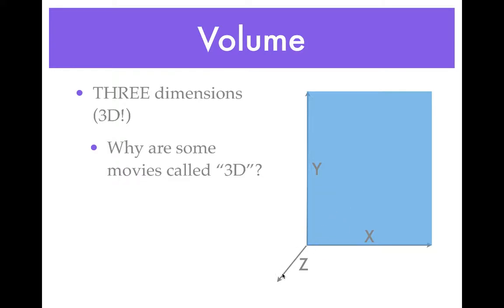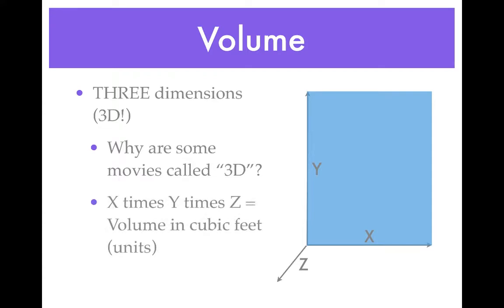And that's the Z-axis. So when we're talking about calculating volume, that will be X times Y times Z. And that will give us the volume. And unlike area, which is the square, this creates a cube. And so we say it's cubic feet. So let's just close that up.